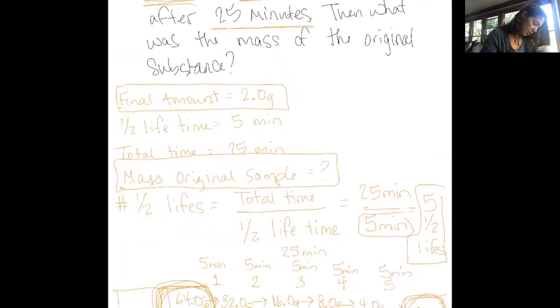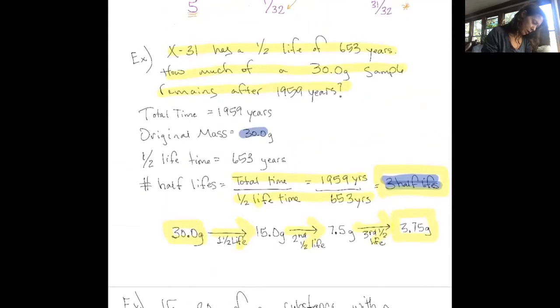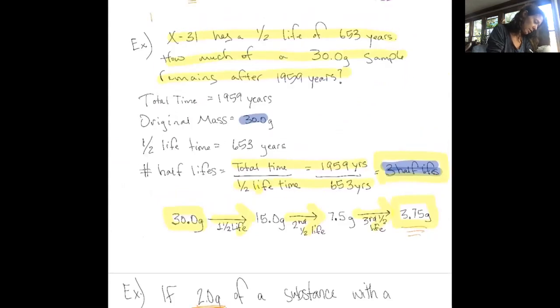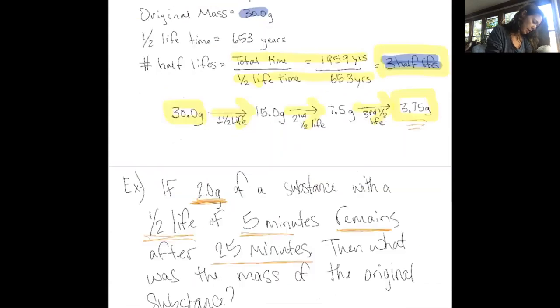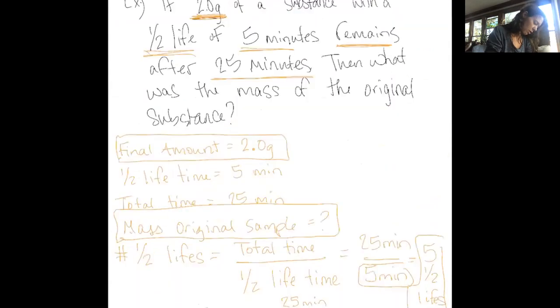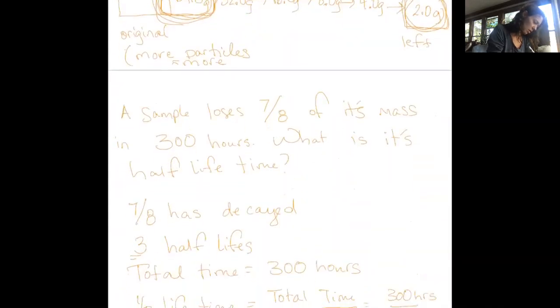All right. So we have solved for how much remains, right? We solved for how much remains in our first example, right? And in our second example, we solved for the original amount. In our third example, we solved for, let me change my color here. We solved for what is the half-life time? What is the half-life time?